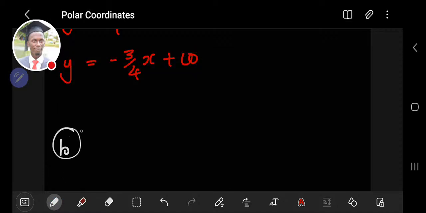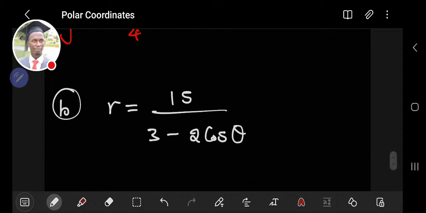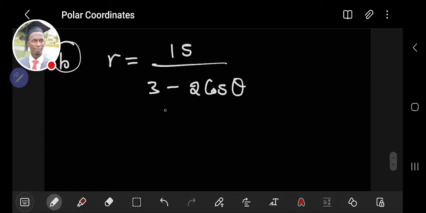So again, we're still trying to do the same thing, but in this case, let's see the question that we're going to do. Now what we have is r is equals to 15 over 3 minus 2 cos theta. Again, want to do the same thing. Want to identify the conic section, and we also want to sketch it. So to identify it again, we compare it with the standard form. I'm seeing a cos here, so we're going to be dealing with the horizontal axis. And then I'm seeing a minus here, so it's opening to the positive x.